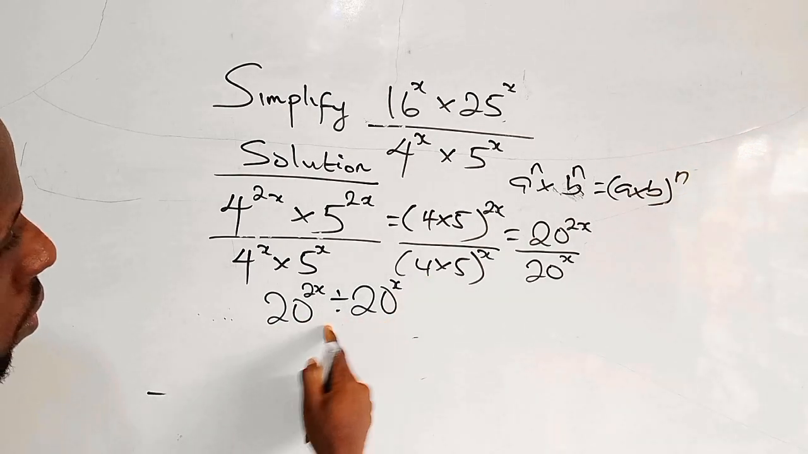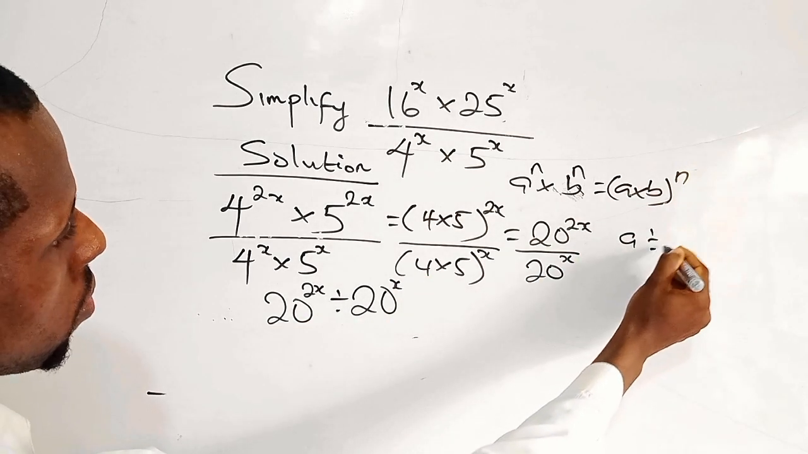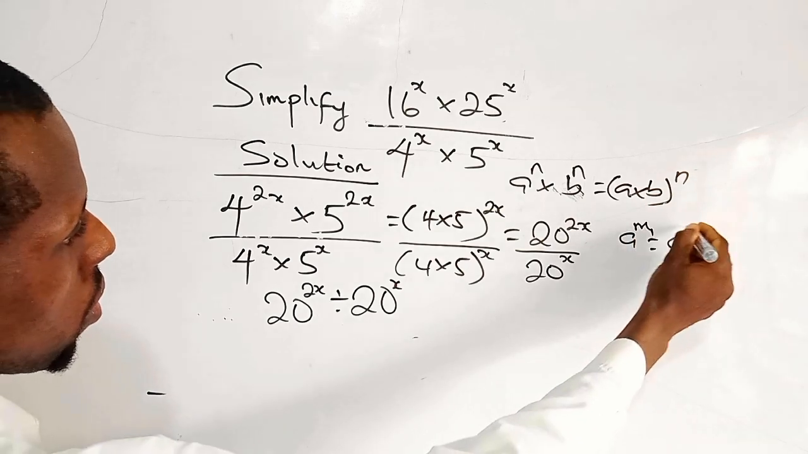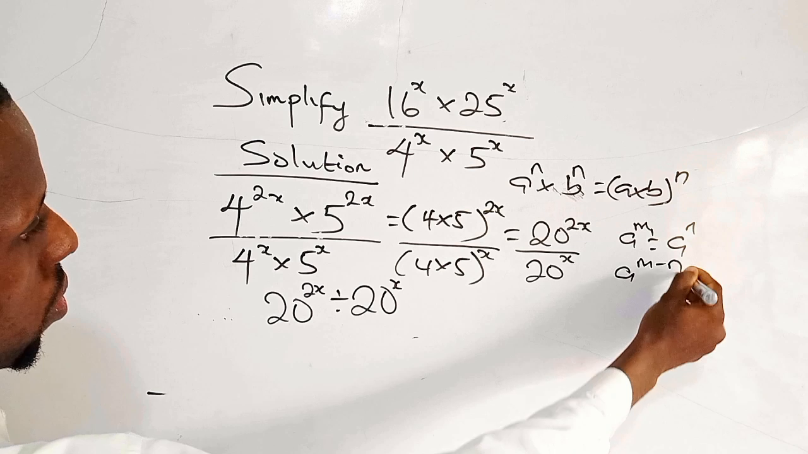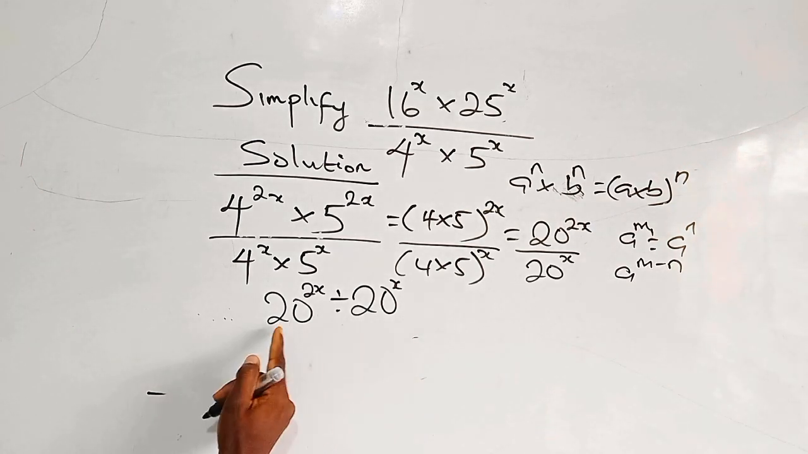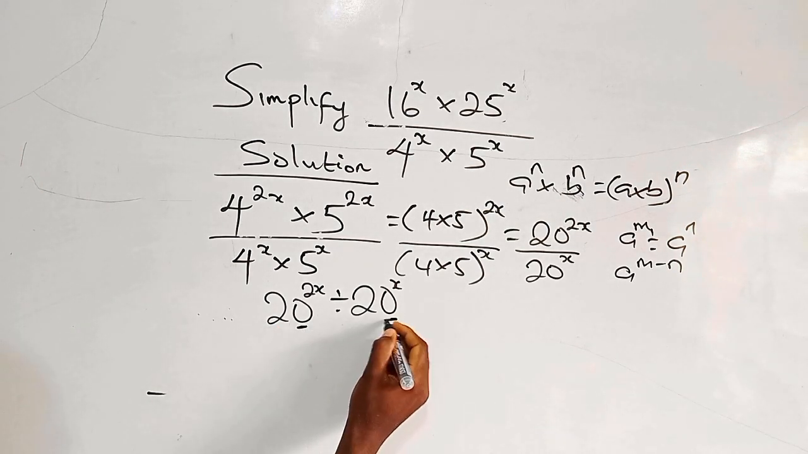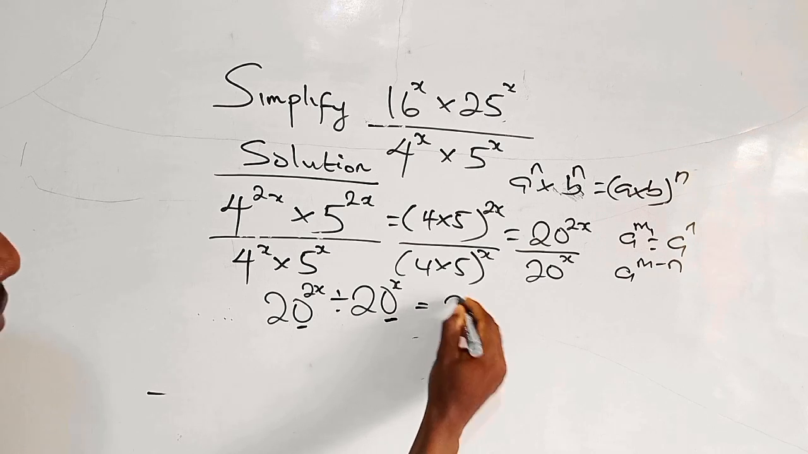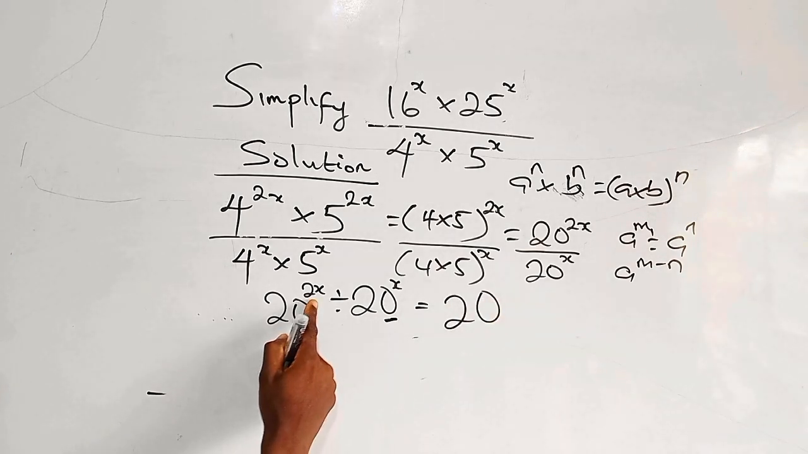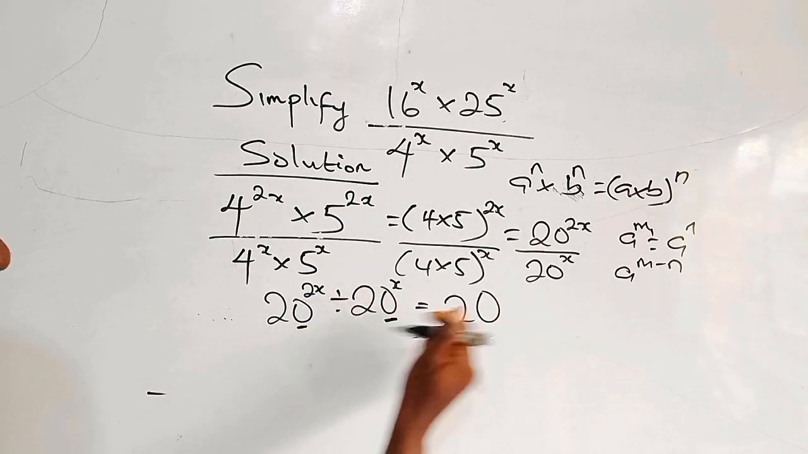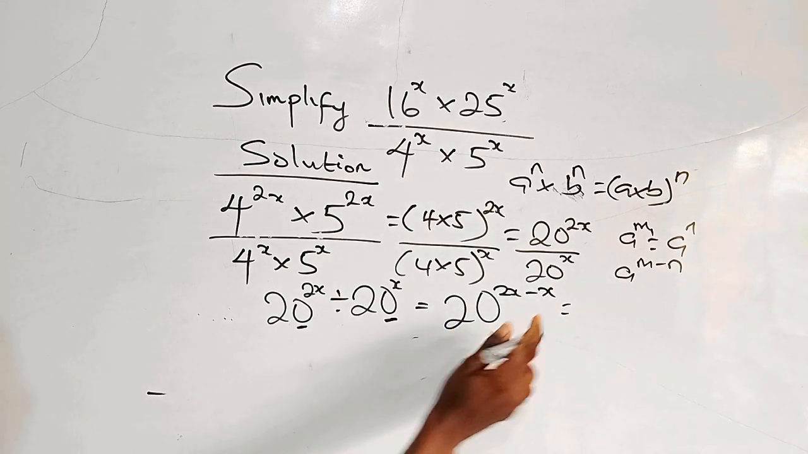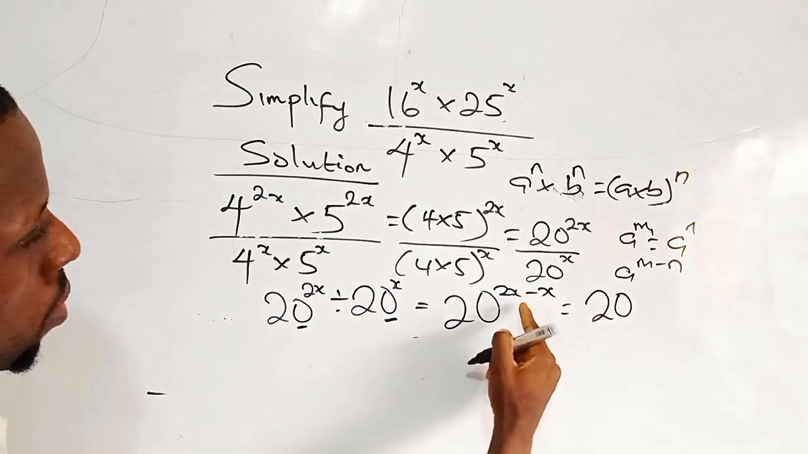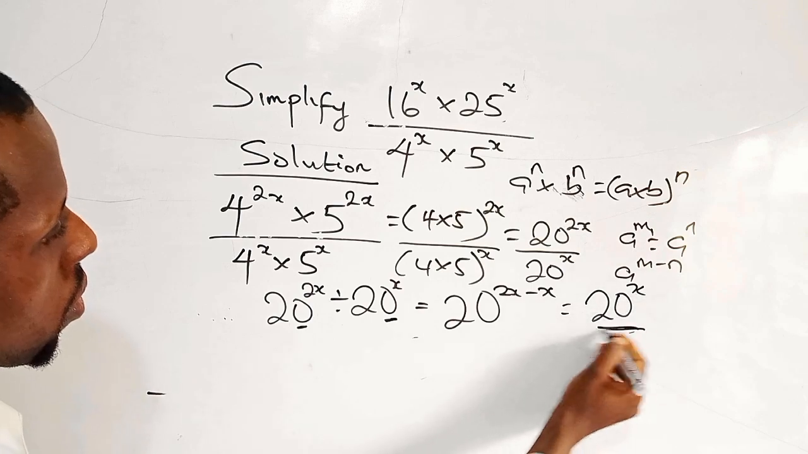The law of indices says that when I am dividing the same base, I pick one of the base and subtract the index. So I pick out 20 and subtract the index. So I have 2x minus x. So here I have 20 raised to power x.